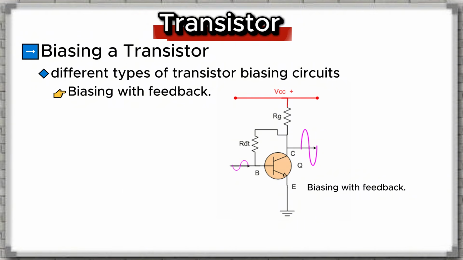Third, biasing with feedback. In this circuit, a resistor is connected from the output, which is the collector, back to the input, which is the base. The purpose of this feedback biasing is to increase the stability of the amplifier circuit during operation.